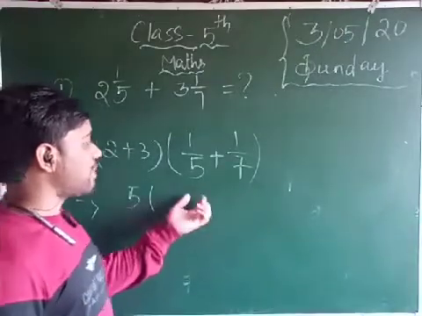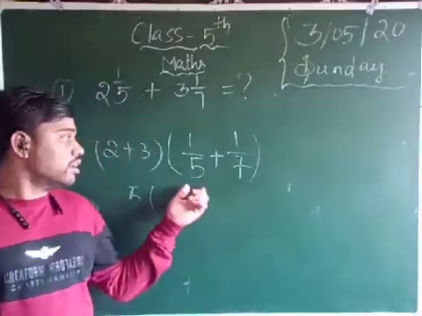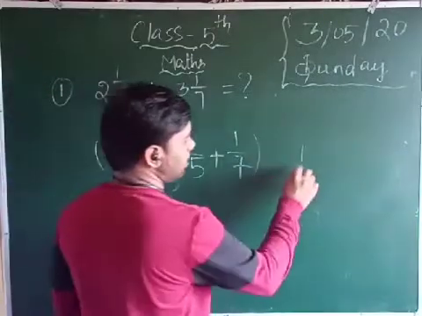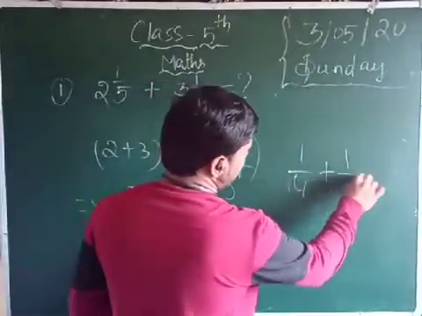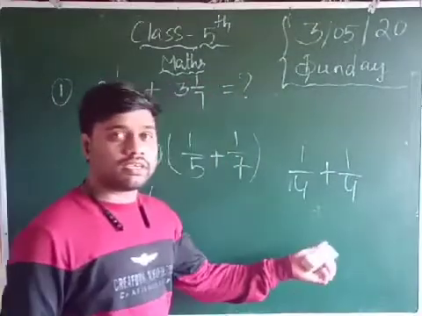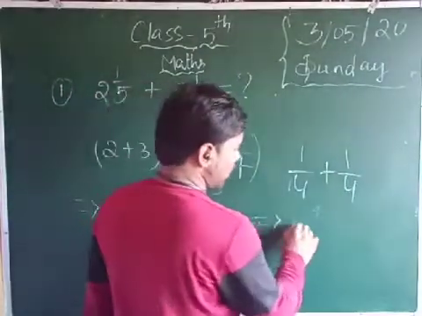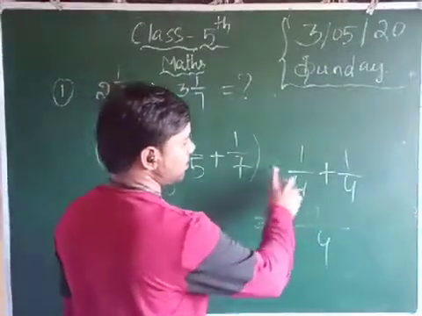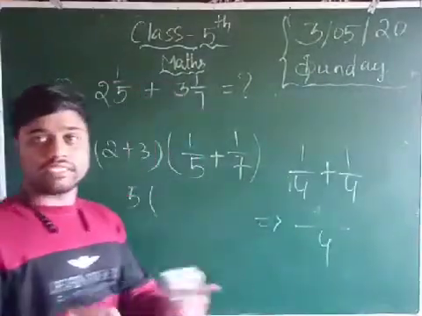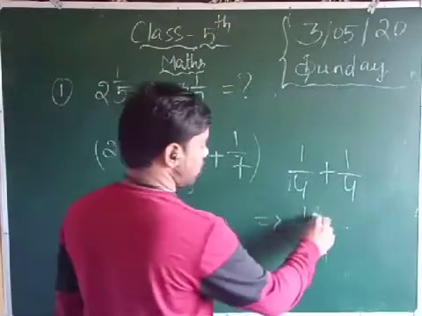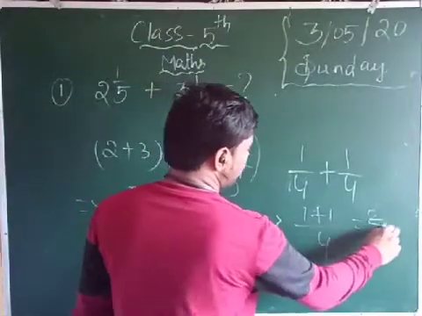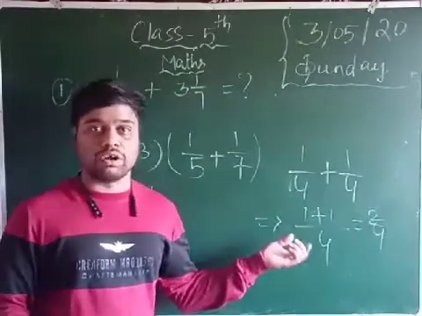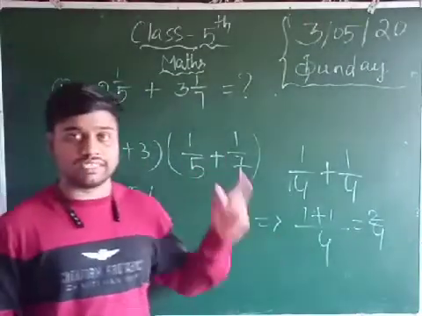You already know how to add two fractions when the denominator is the same. When the denominator is the same, for example 1 by 4 and 1 by 4, you keep one common denominator and add the numerators only. So 1 plus 1 is 2 by 4. We already discussed this method in the introduction to fractions.